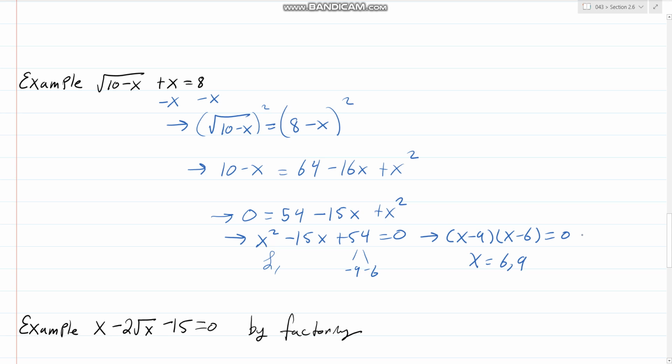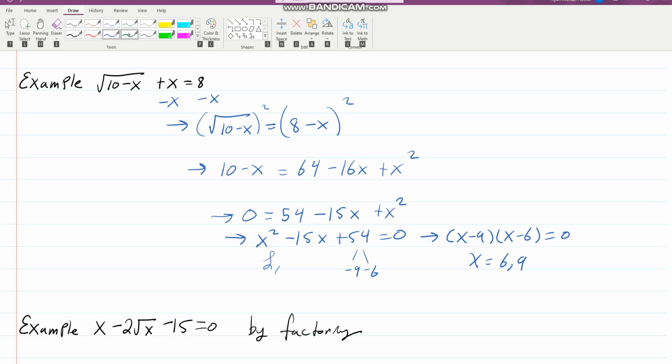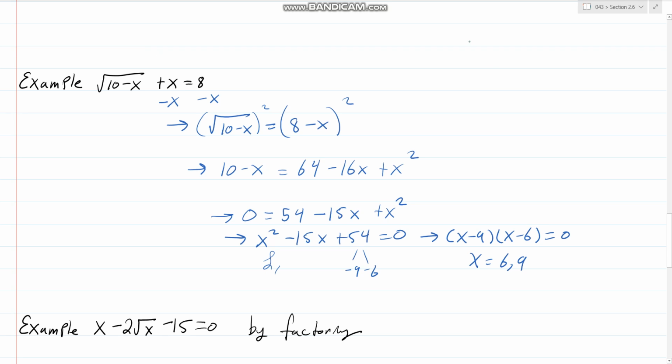Now, I need to check and make sure that these actually work. And since I've kind of filled the screen with blue, I'm going to switch colors here, and I'm actually going to check my work. So by checking my work, I want to see, does x equal 6 or not? Does that actually work? 10 minus 6, plus 6 equals 8. Okay, well, 10 minus 6 is 4, and the square root of 4 is 2. So 2 plus 6 is 8. Yeah, last time I checked it is.